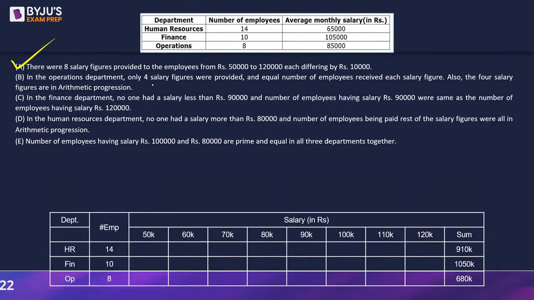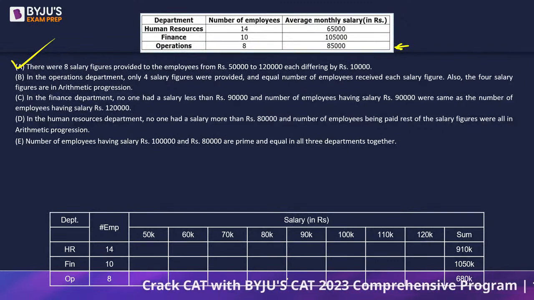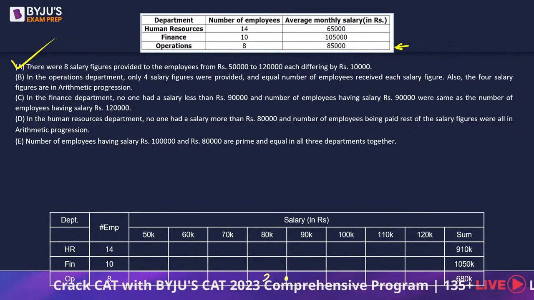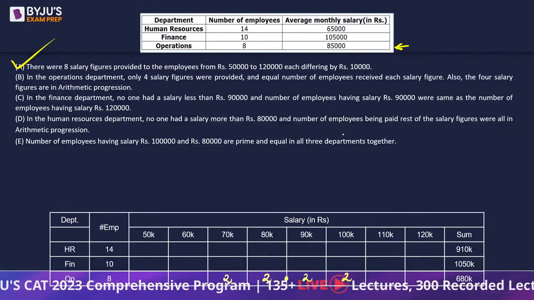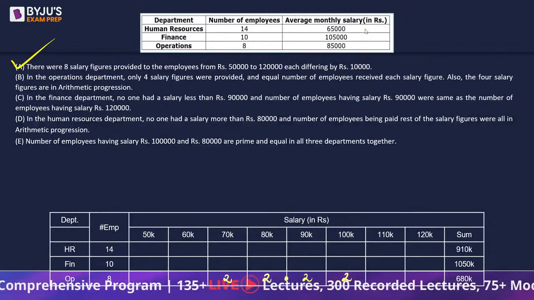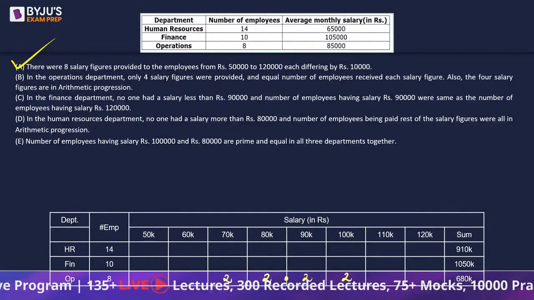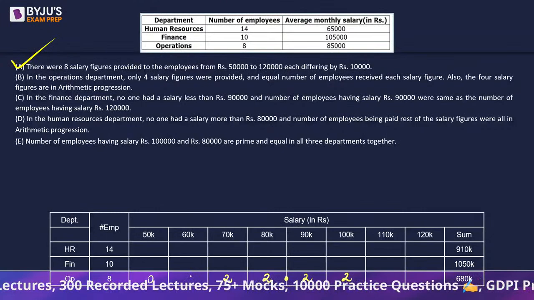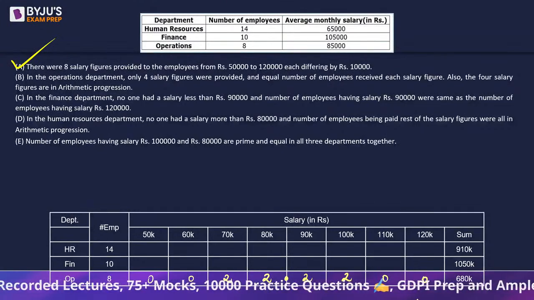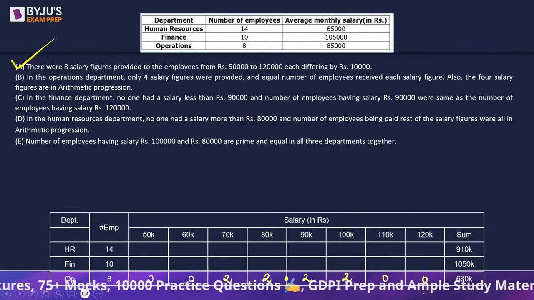Now it says in the operations department only 4 salary figures were provided and an equal number of employees received each salary figure. Also the 4 salary figures are in AP. So since they are in AP, our average is 85, and 85 lies exactly here. So 2 employees at 80, 2 employees at 90, 2 employees at 70, 2 employees at 100. I hope this part is clear. So there are no employees who are going to get the other salaries. If we add, we will get 680. So we're done with statement B.